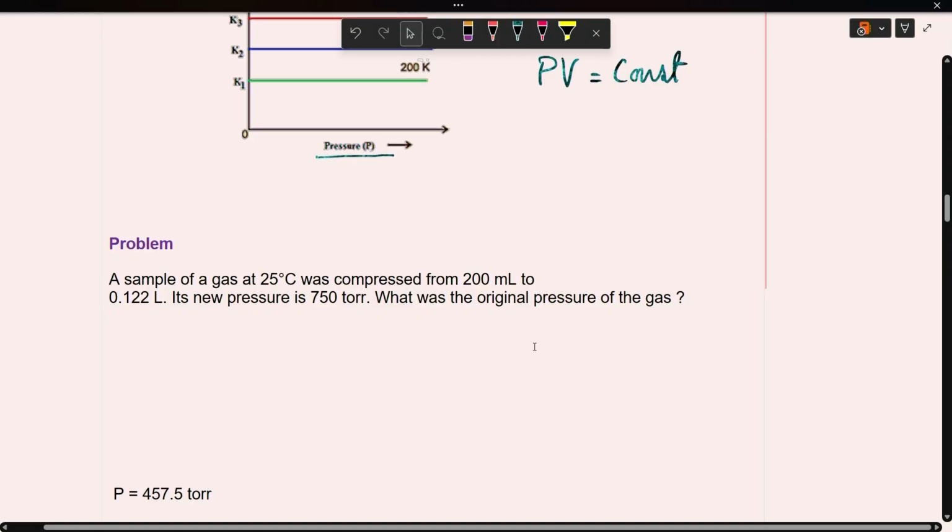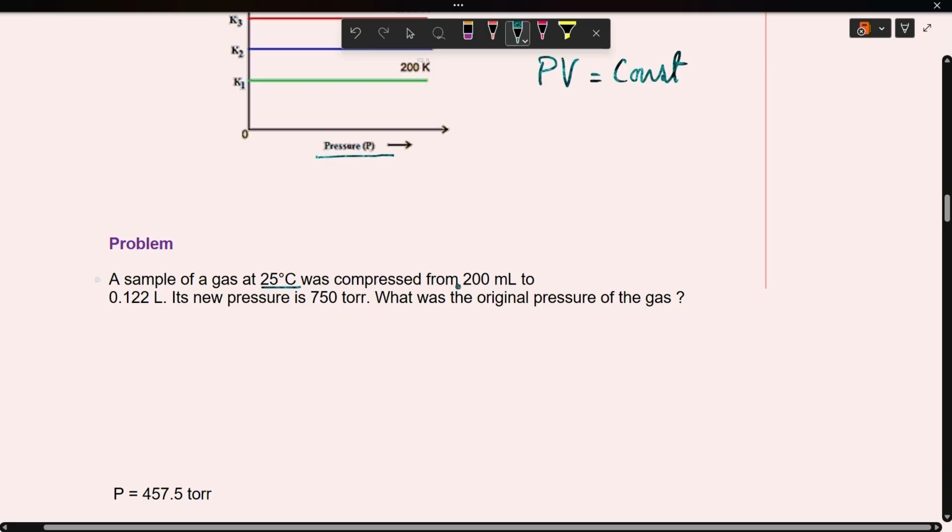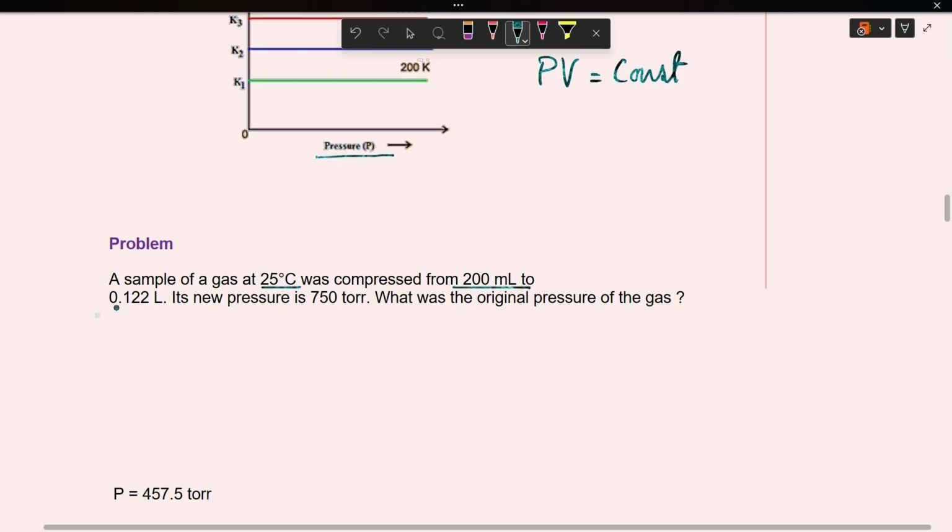Now, let us move on to a problem based on Boyle's law. Here, we have taken a sample of a gas at 25 degrees Celsius that was compressed from 200 ml to 0.122 liters. Its new pressure is 750 torr, and what was its original pressure? So, here the temperature is fixed, it is 25 degrees Celsius. Now, it is compressed from a volume V1. So, the starting volume V1 is equal to 200 ml.